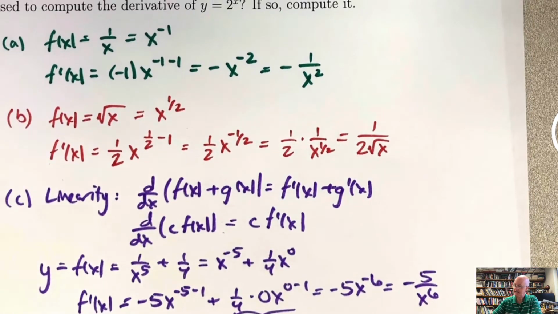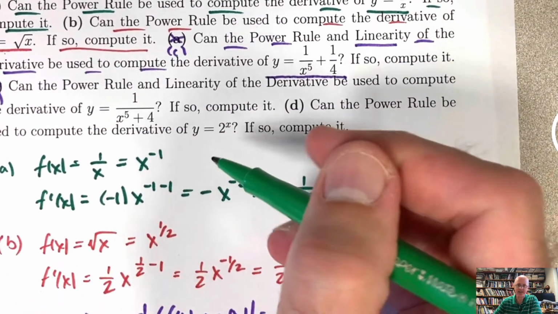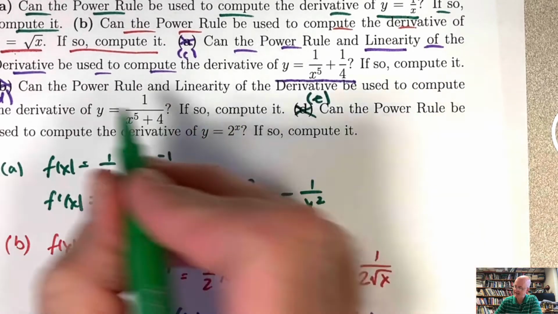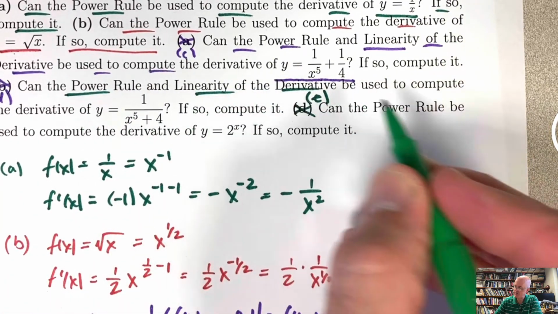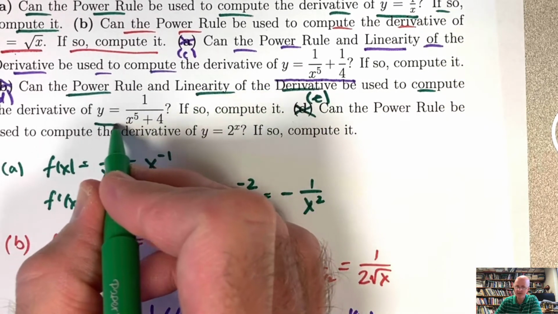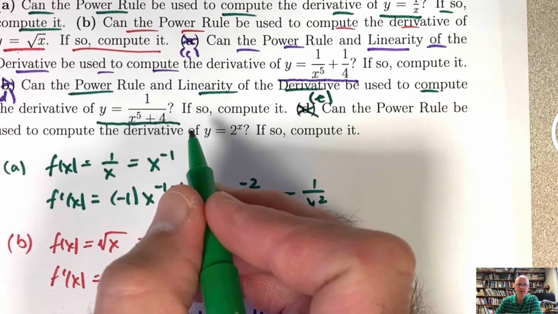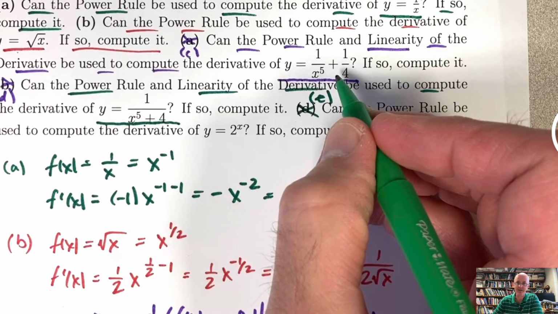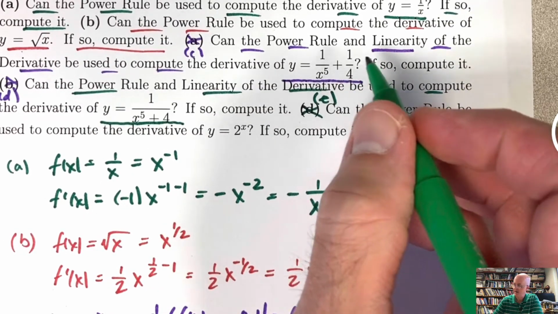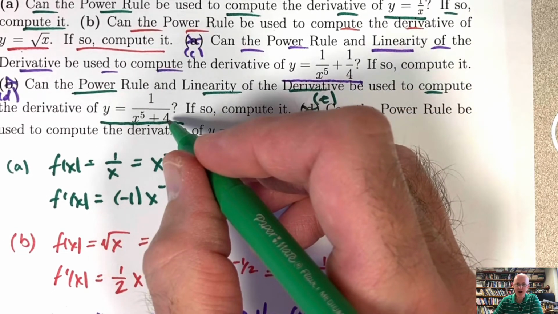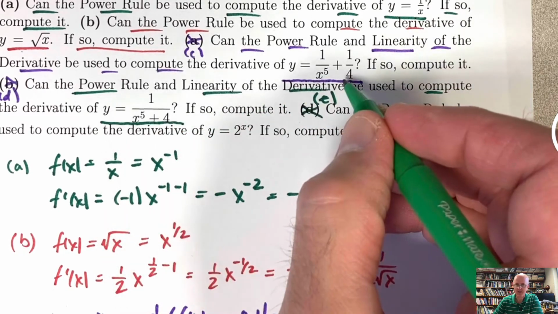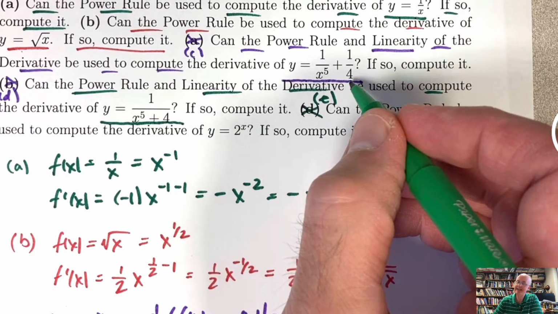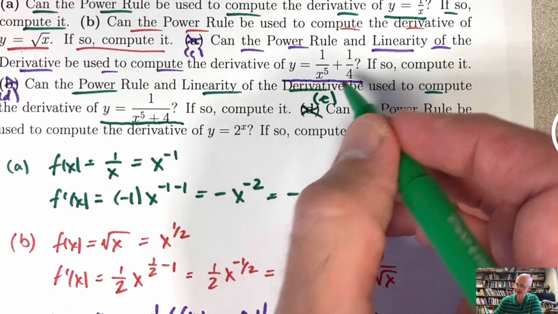In part D, and this is part E here, in fact, sorry about all this mislabeling, can the power rule and linearity of the derivative be used to compute the derivative of this function? First thing to realize is this function is not the same as that function. They're not the same. Why? You can't break a fraction like this with two terms in the bottom apart like that. Why? Well, if you added these two things by getting a common denominator, it would not equal that.